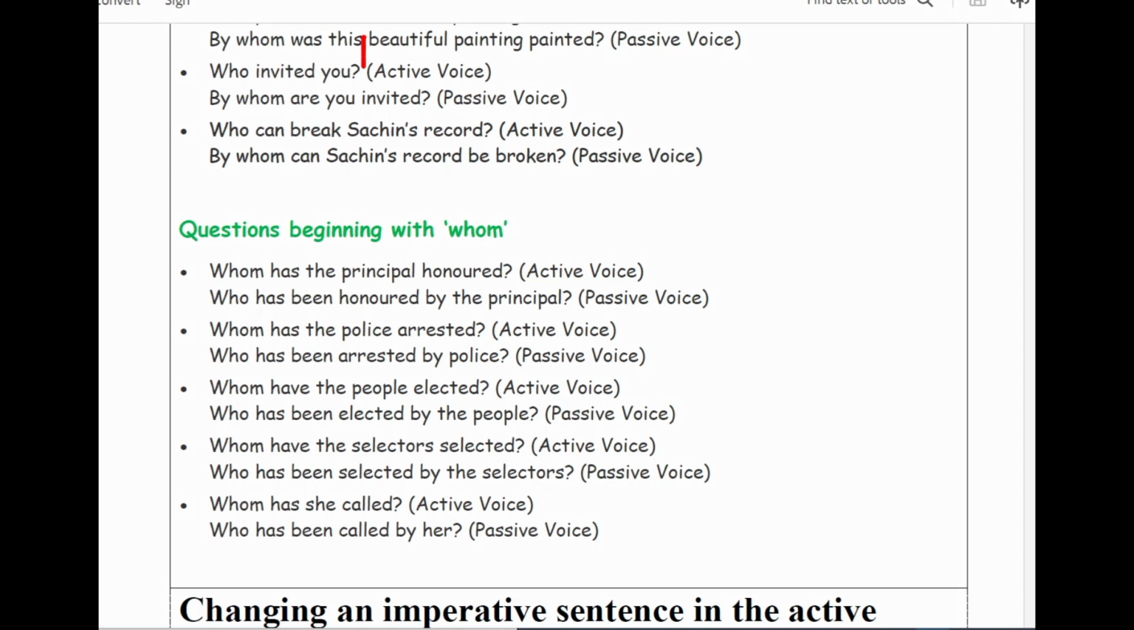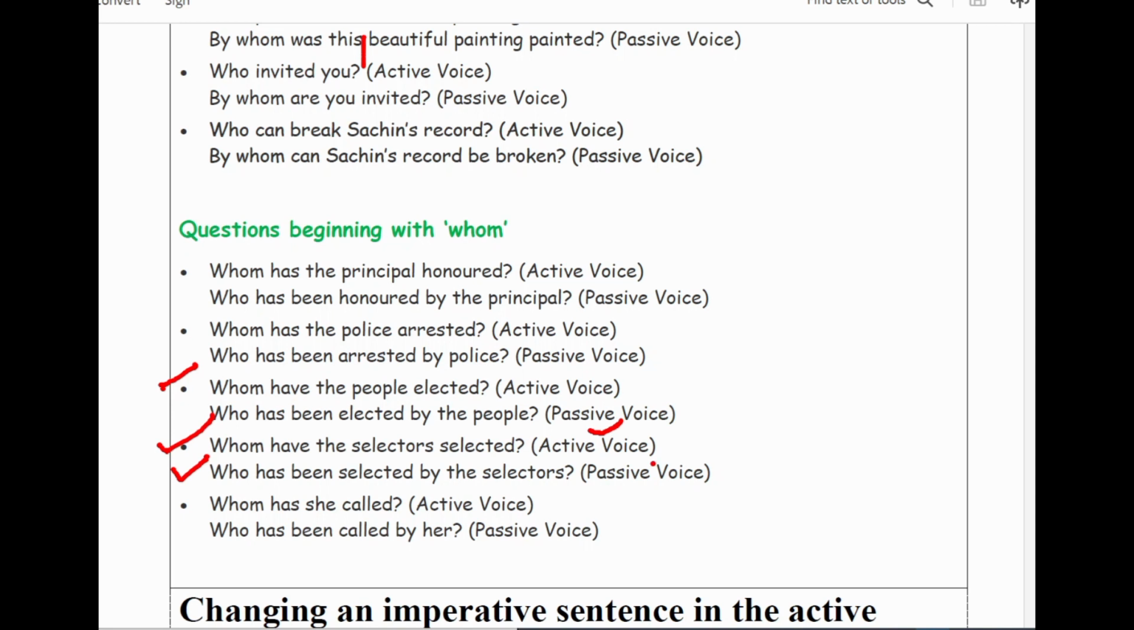Okay, next is: whom have the selectors selected? This is active voice. Now what is the passive voice of this? Who has been selected by the selectors. This is passive voice.